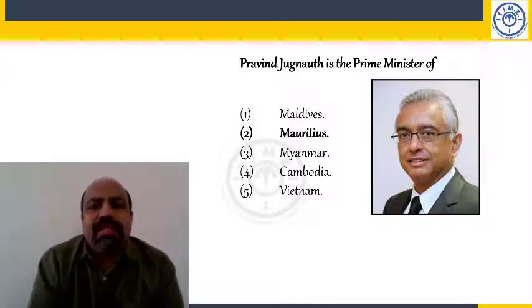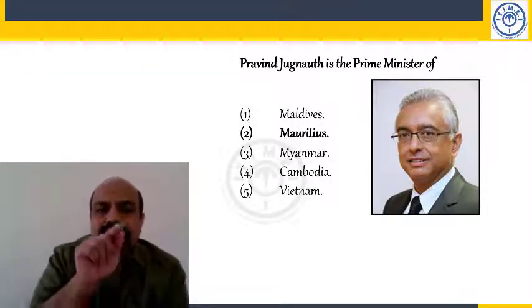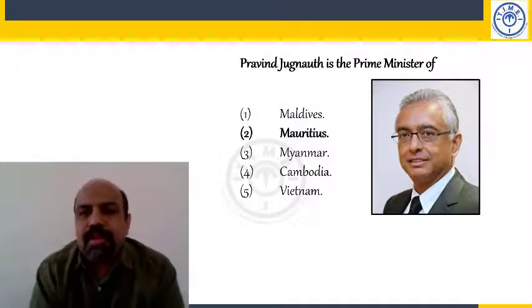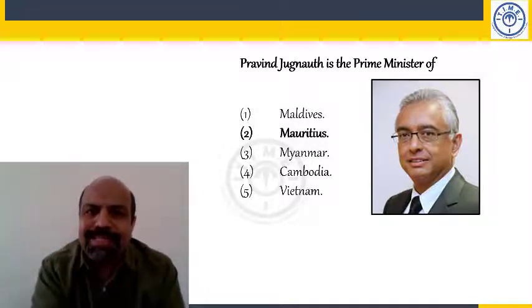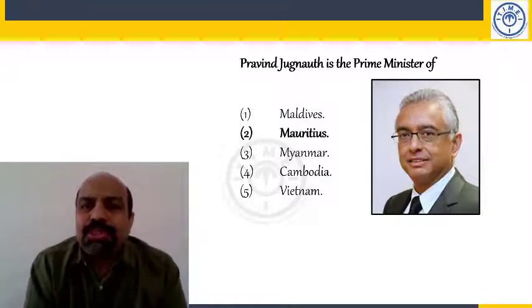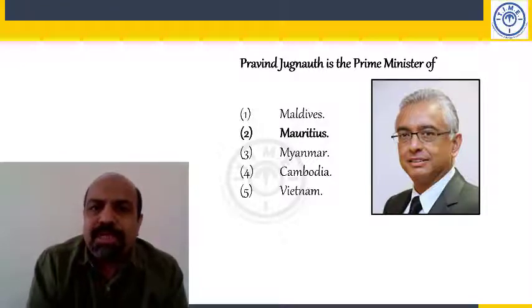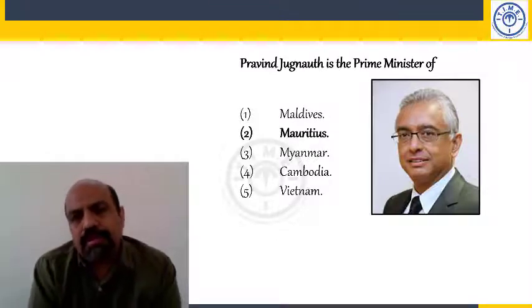N-G-U-Y-E-N. We write this as N-G-U-Y-E-N, but pronounced as Win. When you read the name, it's Win. Okay? So, Win. Fu, P-H-U. Third word, Trong, T-R-O-N-G. Win, Fu, Trong. It's all dictatorship.